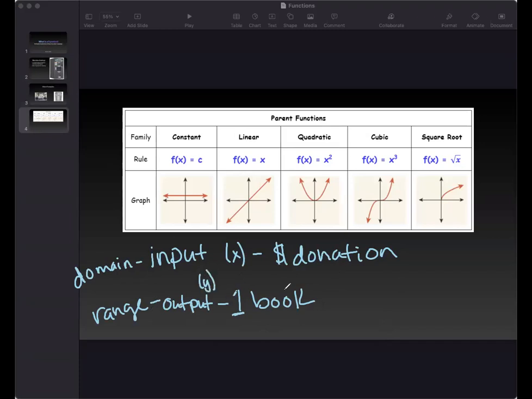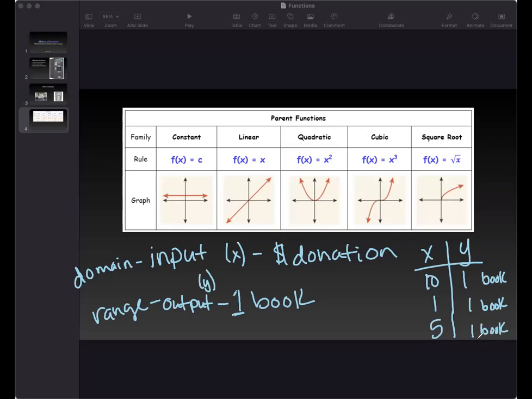So again, just to recap, let's do a little XY table. Let's say you make a $10 donation. What are you going to get out? You're going to get out one book. Let's say you make a $1 donation. What are you going to get out? You're going to get out one book, right? Let's say you give a $5 donation. What are you going to get out? You're going to get out one book.